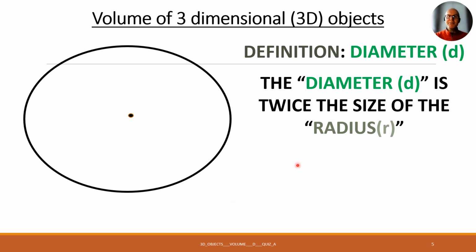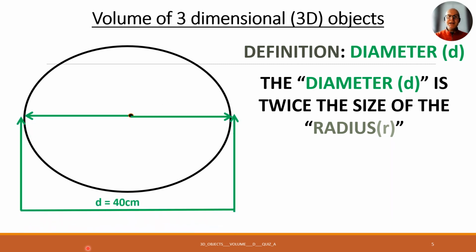In this case, I want you to remember what the diameter and the radius relationship is. Radius, you'll remember, is the size from the center of the circle to the edge of the circle, any position all around the edge of the circle. In this case, it's 20 centimeters. Now, if the radius is 20 centimeters, then the diameter is 40 centimeters. So diameter is twice the radius, and radius is half the diameter. Remember that for some of the quiz questions that are coming up.